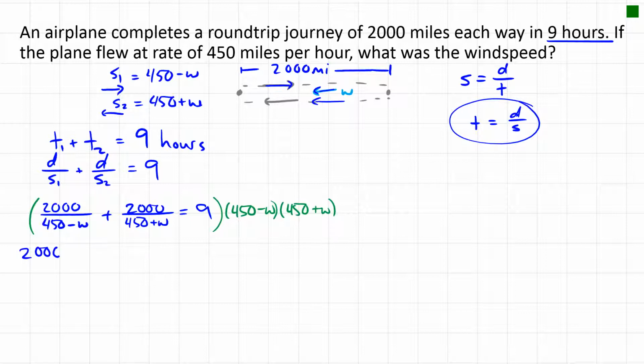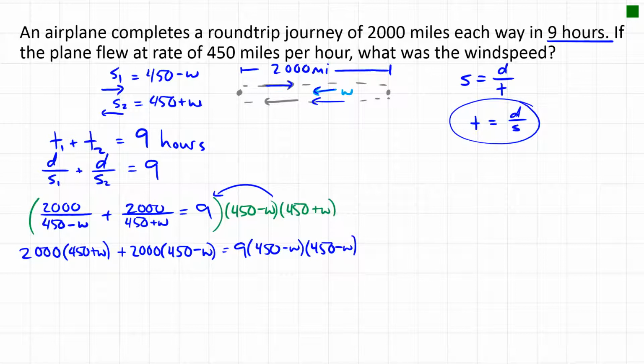So 2,000, and then the 450 minuses will cancel, so I'll get 450 plus W, plus 2,000 times 450 minus W. And then when I multiply these two things by 9, I'm just going to do 9 times 450 minus W times 450 plus W, because there's no cancellation there. And now I just want to expand everything out so I can start grouping together my terms. Whoops, I got to make sure that's a plus there in my last bracket too. So now I'm going to expand out.